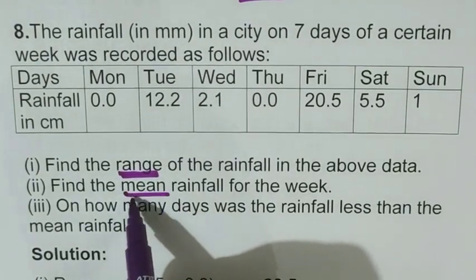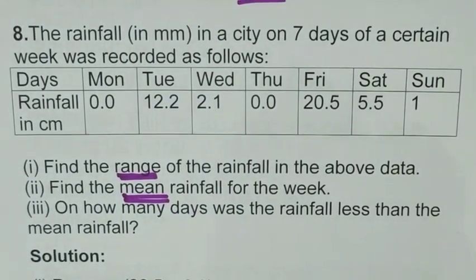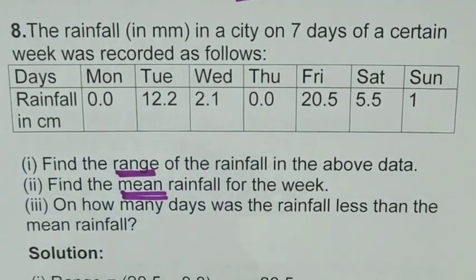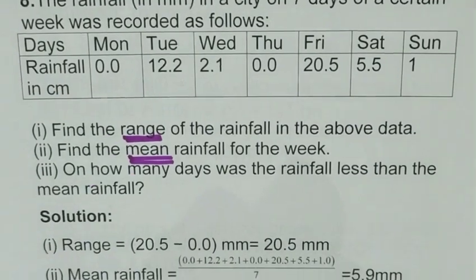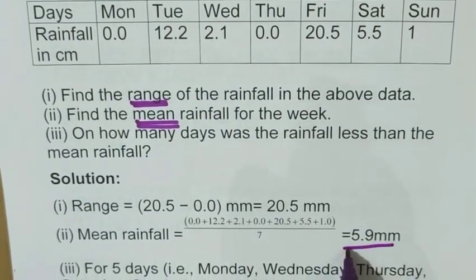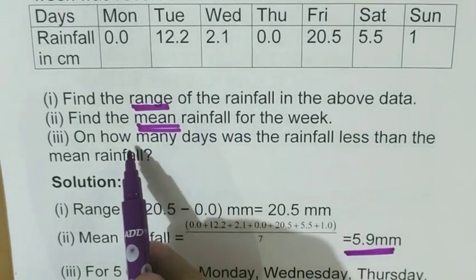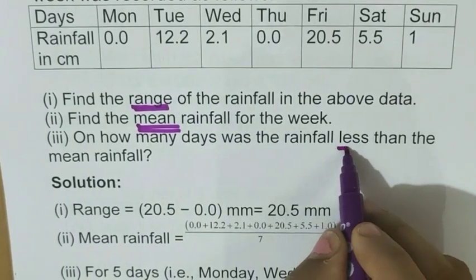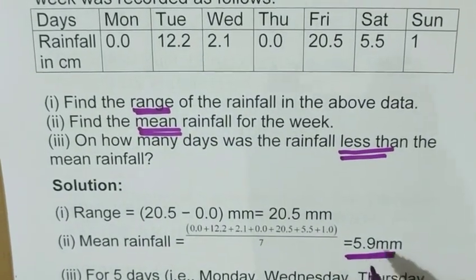Now find the mean. Mean means what? Sum of all the observations. So just add 0.0, 12.2, like that we should add and divide by 7. Our answer is 5.9 millimeter. What is the answer for mean? 5.9 millimeter. Now what is the third question? On how many days was the rainfall less than the mean? So what is the value? We got 5.9.